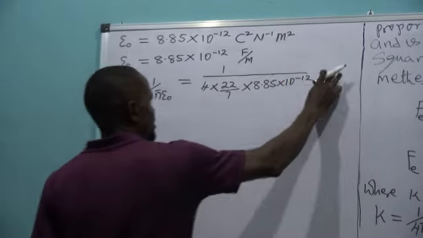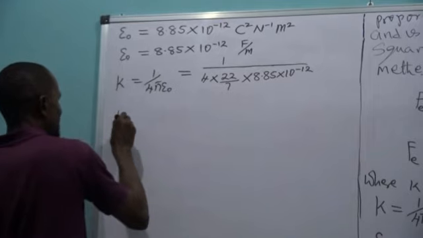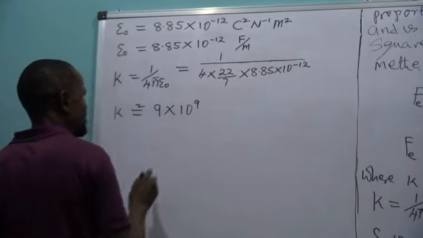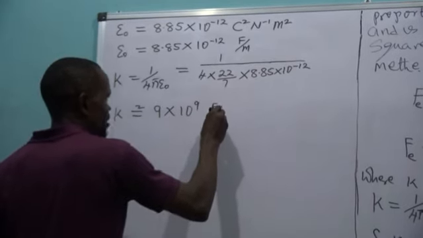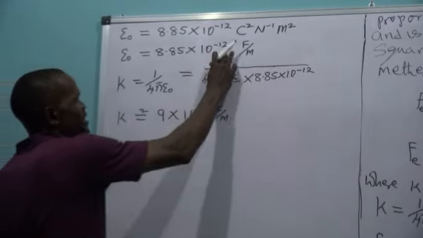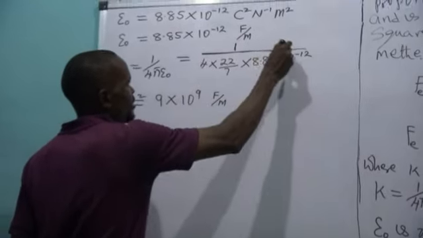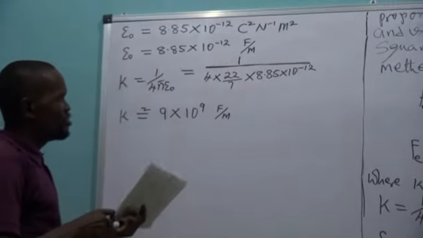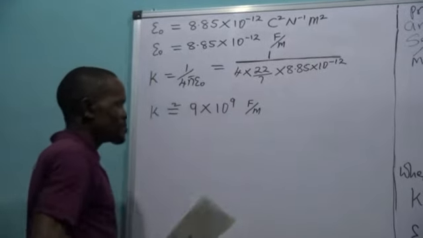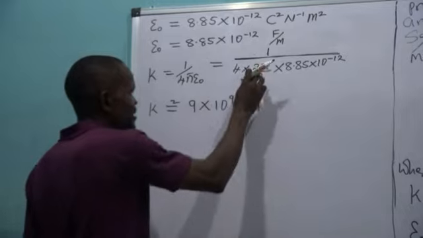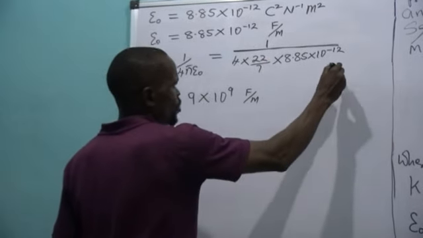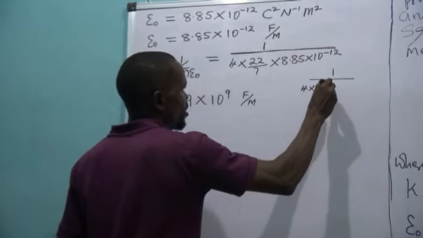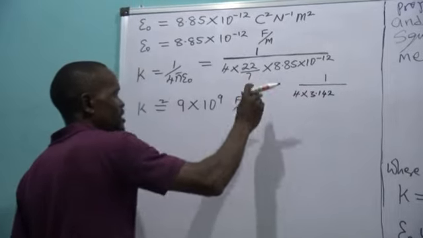And when I do that, I will have that K is approximately 9 times 10 raised to the power 9 force per meter. So when you do this, 1 divided by 4 times pi, how do you use your calculator? You can simplify it by saying 1 all over 4 times 3.142. That's the approximate of pi.